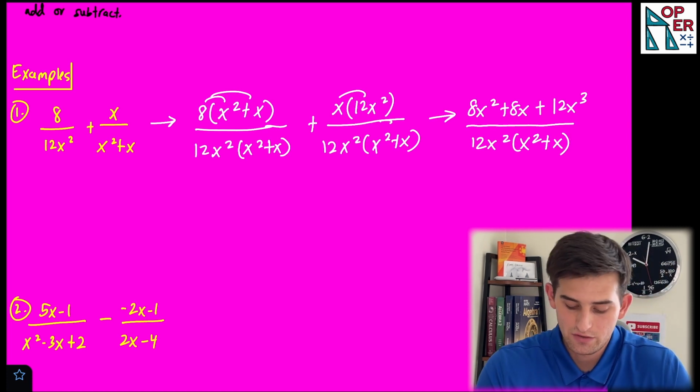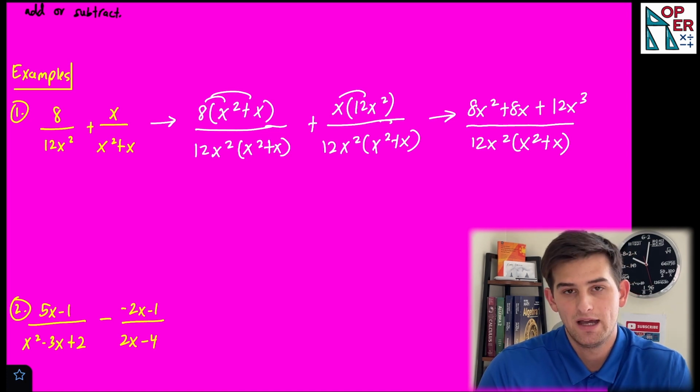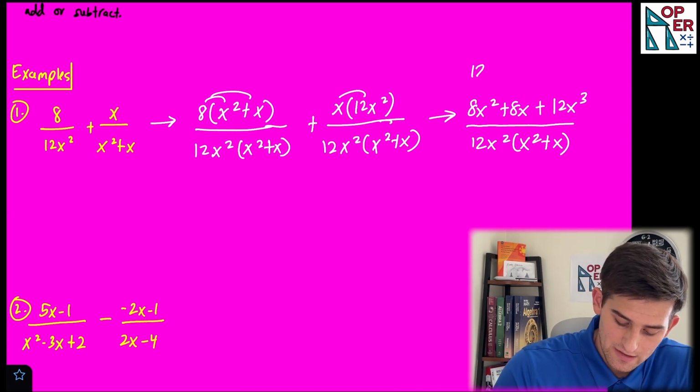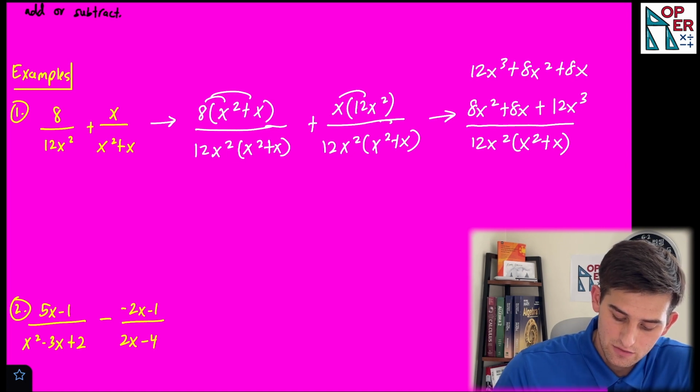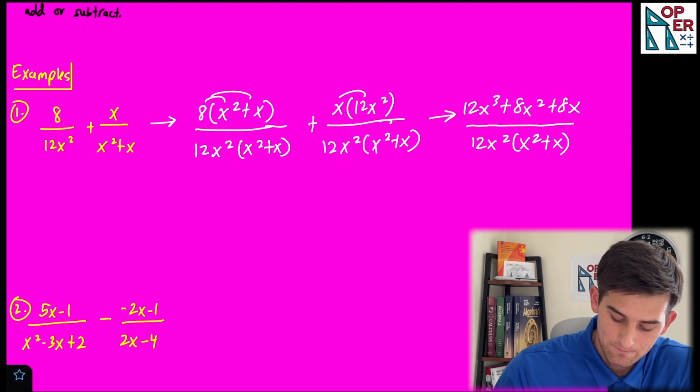So now what I like to do, I'm going to go ahead and rewrite the numerator in standard form so that the exponents on my variables are decreasing from left to right. So it would look like this: 12x cubed plus 8x squared plus 8x, right? So I'm going to delete this part, and I'm just going to slide this piece down right there, okay?